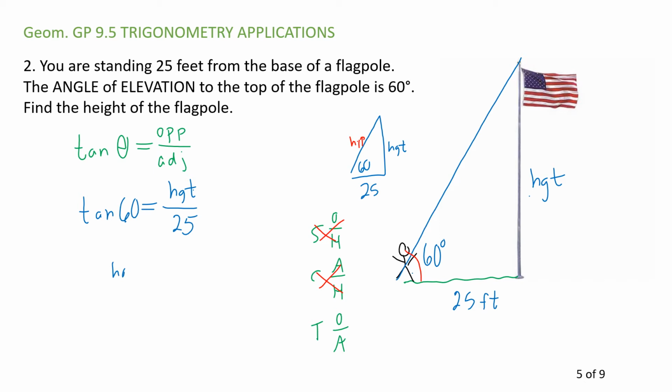So the answer to this problem, you always write the number first, and then you write tangent of 60. What I really did was I multiplied both sides by 25. Well, again, tangent of 60 is just a number that a lot of times I won't even know what it is.